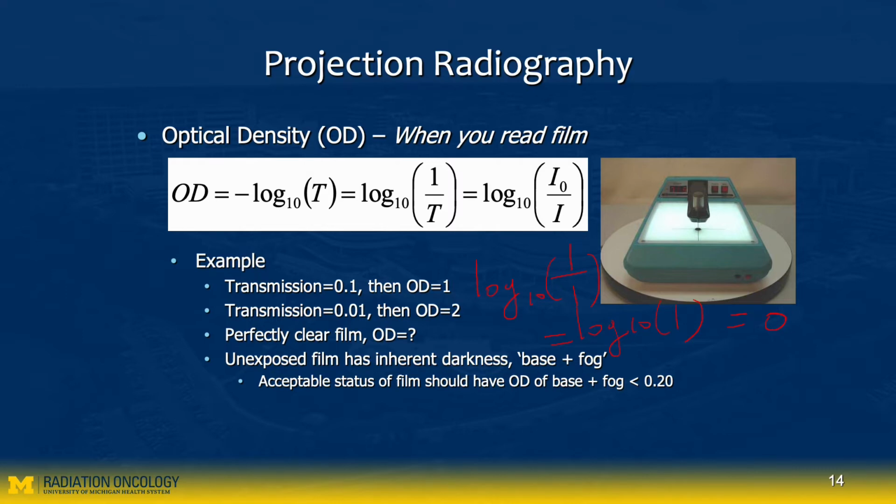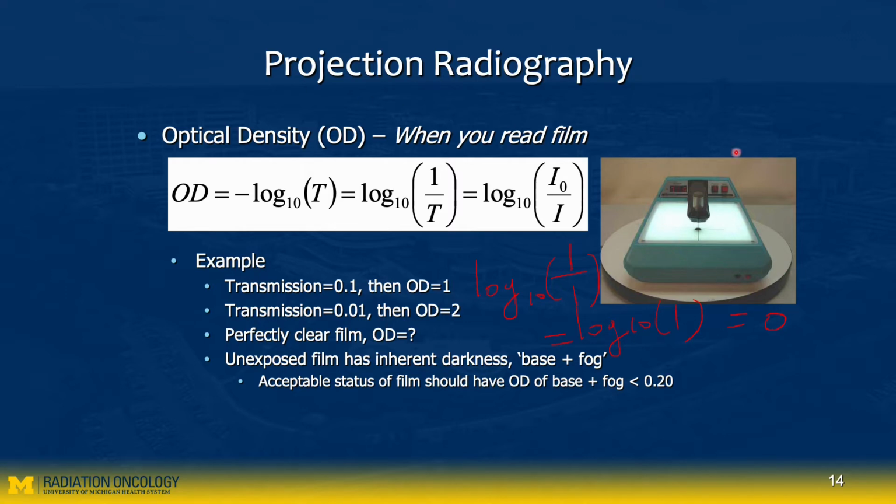But in reality, the unexposed film has inherent darkness, coming either from the inherent film tint that we deliberately introduce, or from the fog. The fog is developed by background radiation. So depending on how the films are kept, the fog will develop because natural radiation is everywhere. So the fog and base has to be typically less than 0.2 optical density to be used clinically.